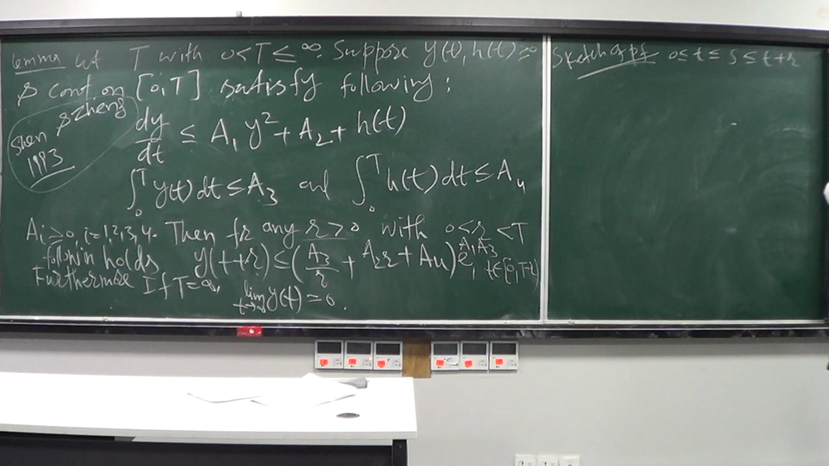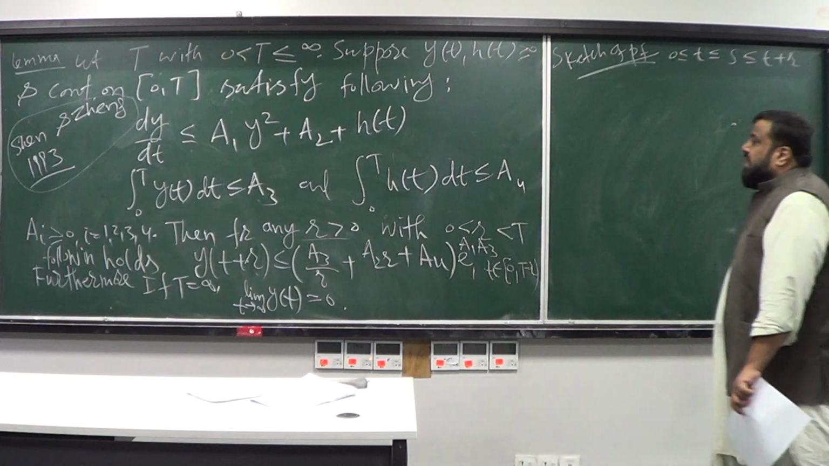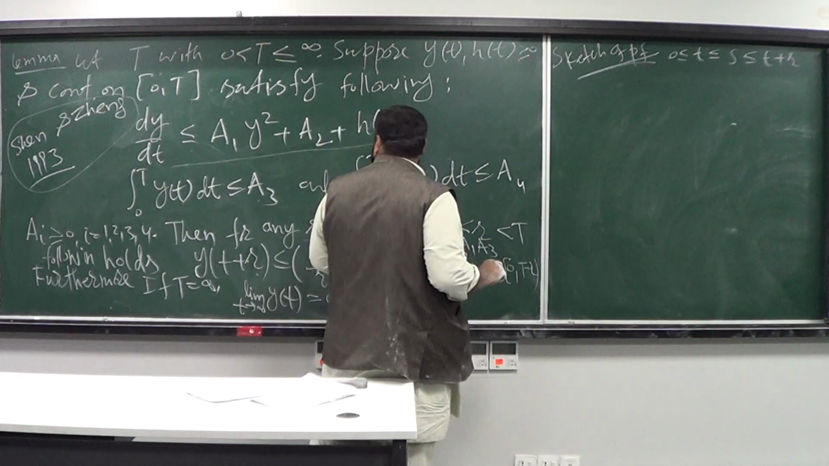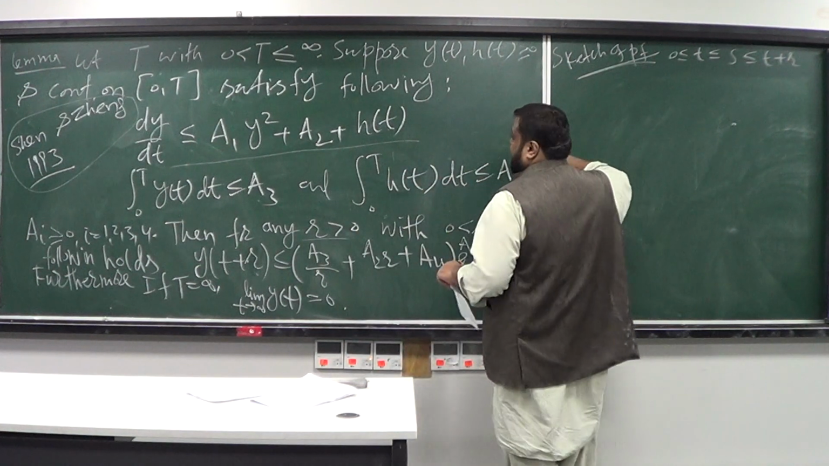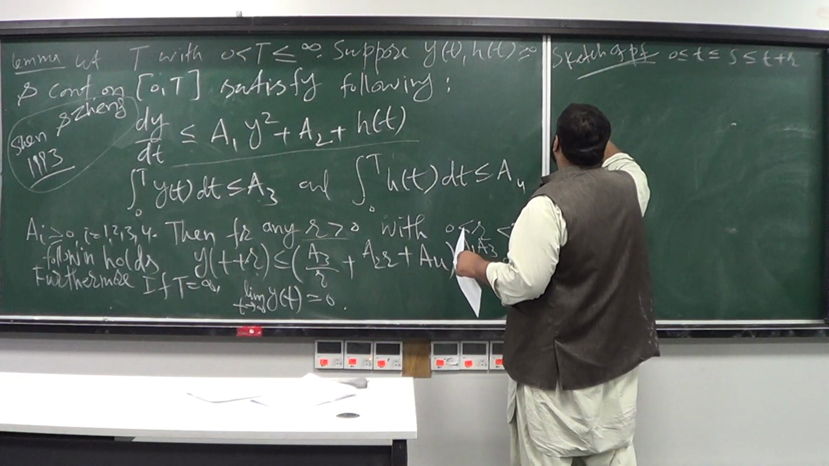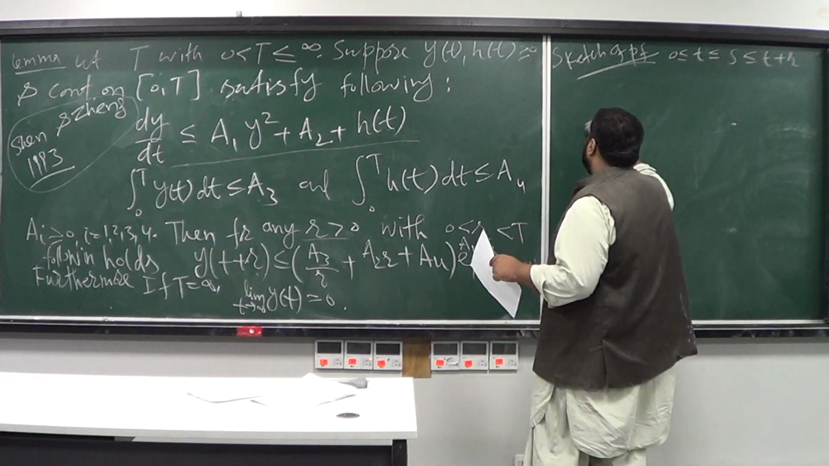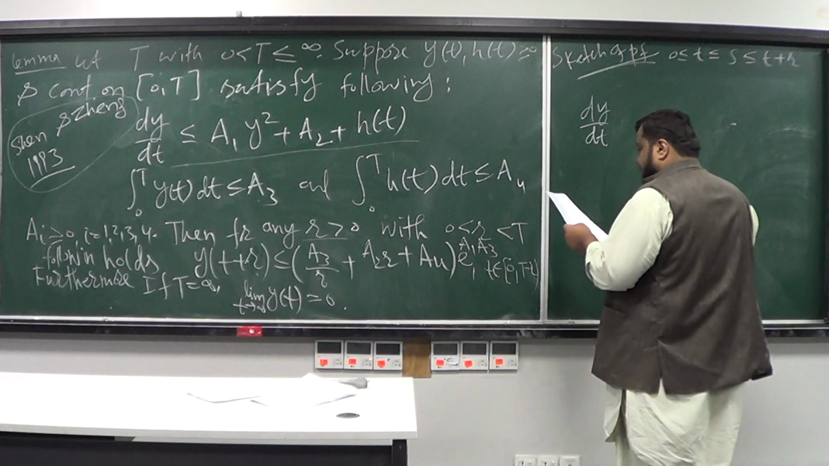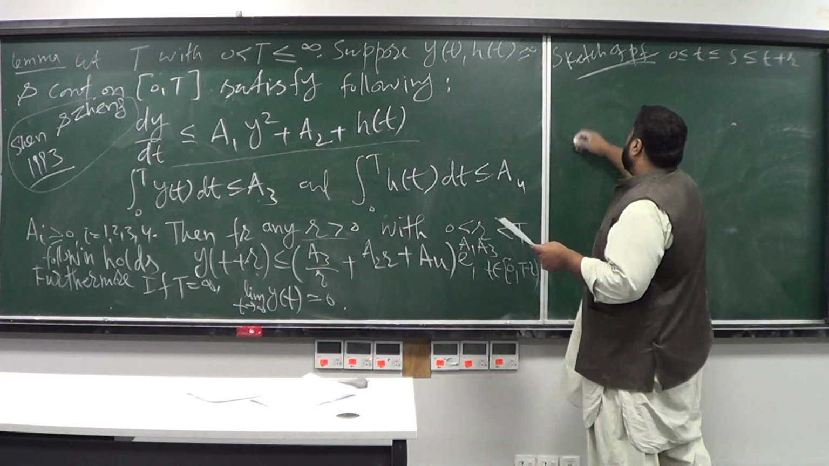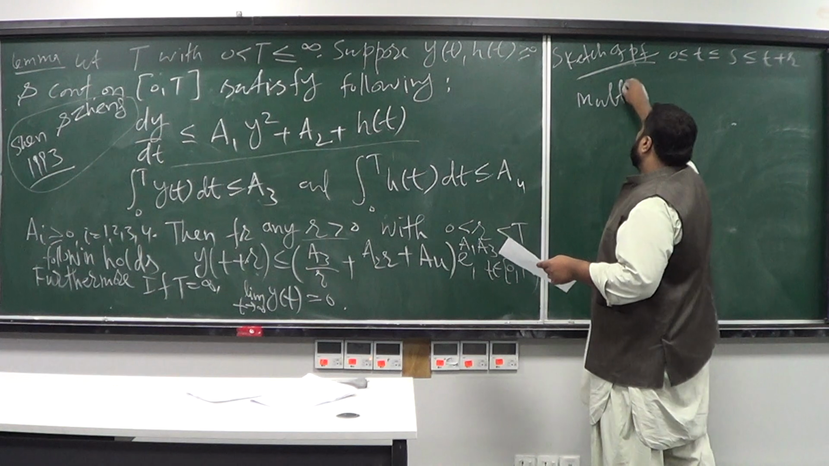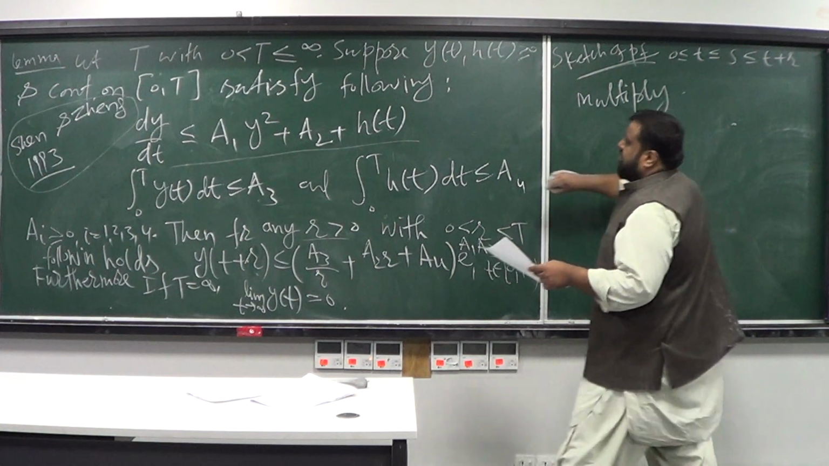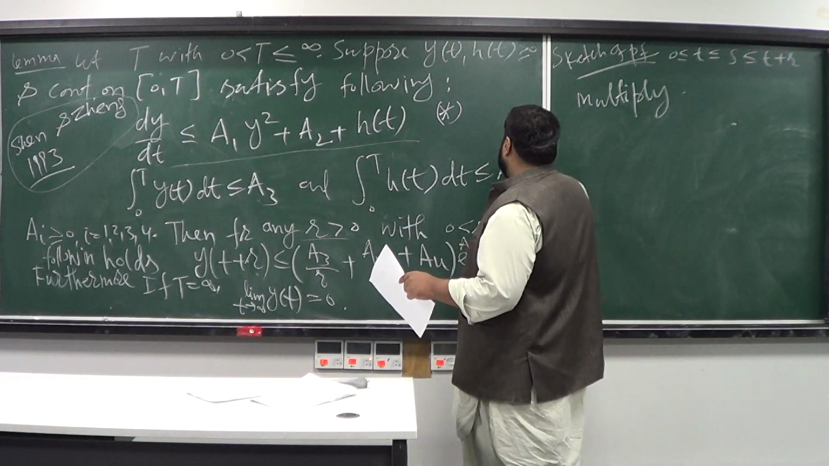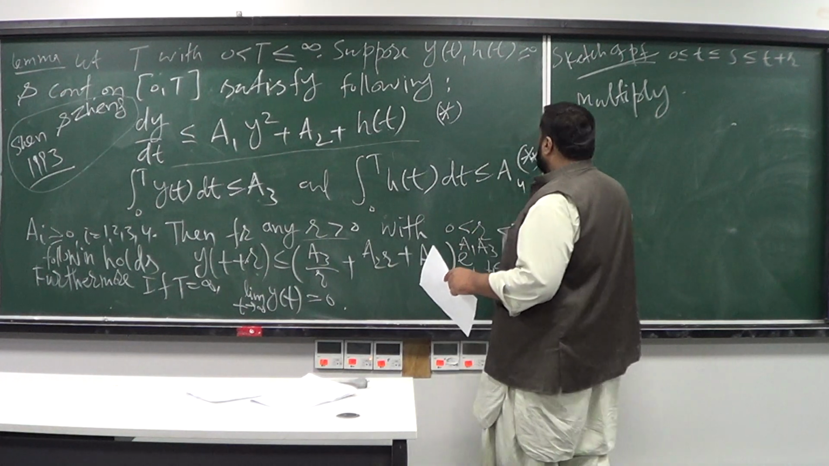Then what you can do is multiply both sides of this inequality by, okay, e to the, so let's multiply both sides of the inequality by a factor, say dy by dt. Multiply, say, let's call it a star. Let's call these two conditions double star.